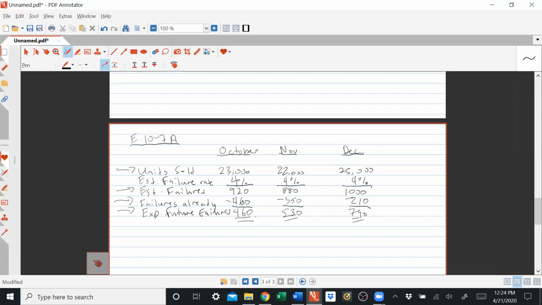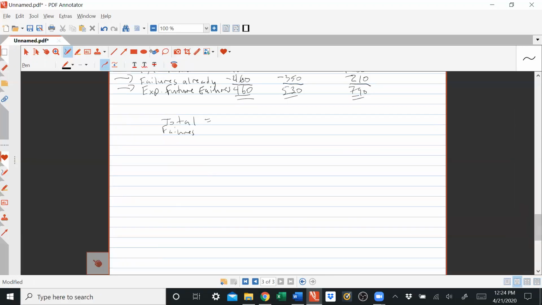Each of these failures, and the total is total failures, total, maybe I should be more specific, total expected future failures. So as of 12/31, total expected future failures equals 460 plus 350 plus 790, or 1,780.